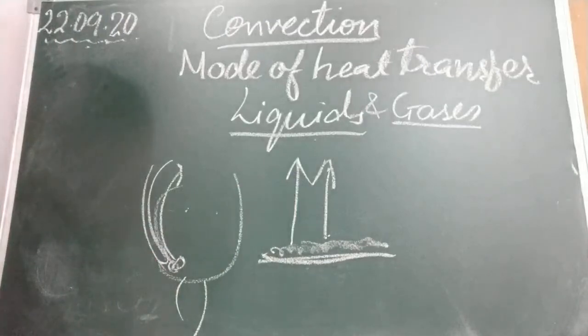Okay children. Now what are the practical applications of convection? If we want to warm a fluid, we use this application. And also, if a room has to be warmed with a room heater, the heater should be placed at a lower level. You know why?